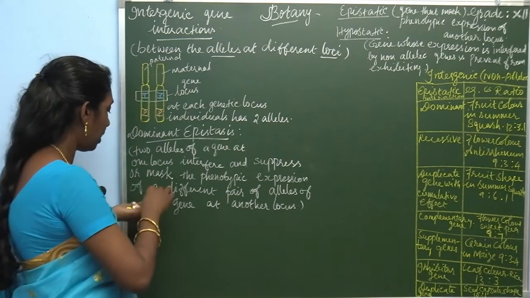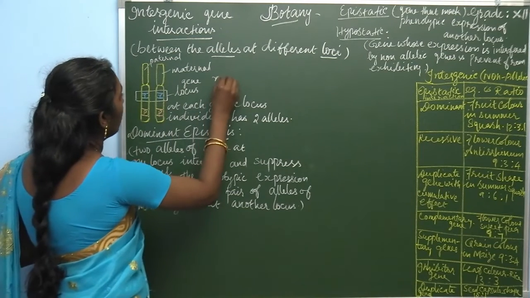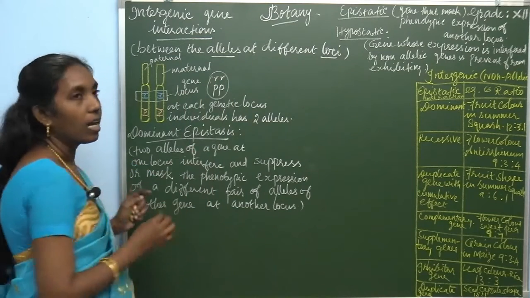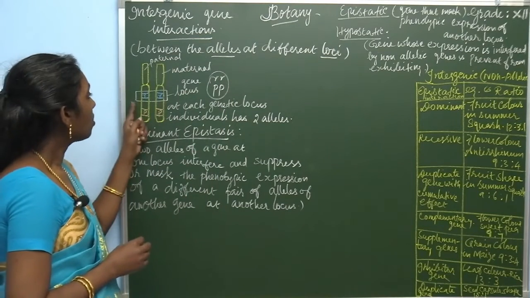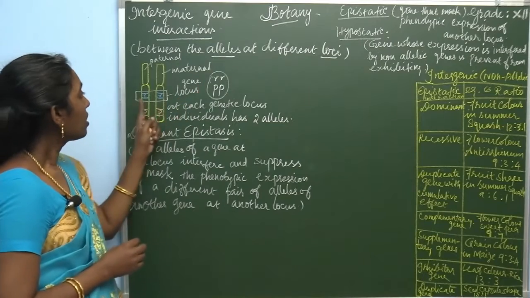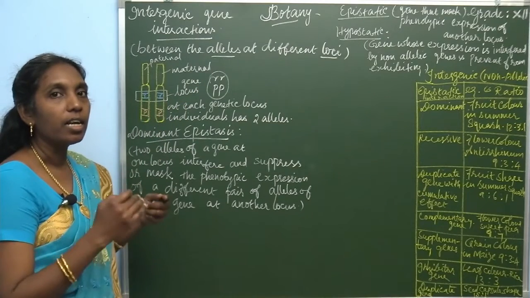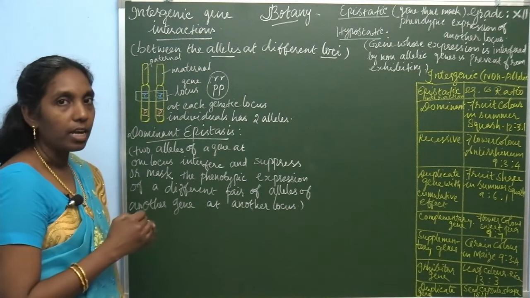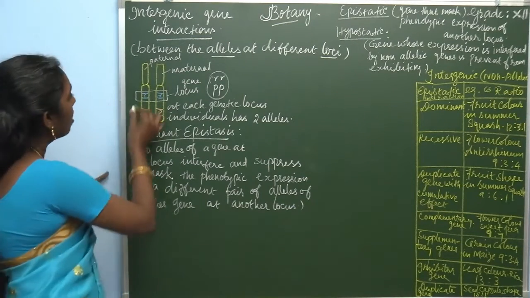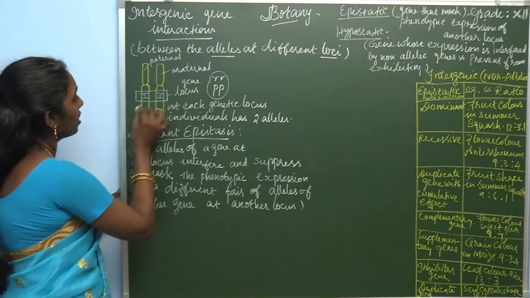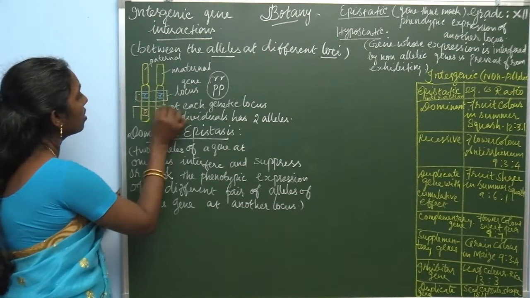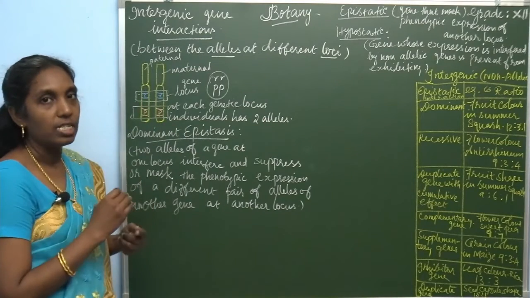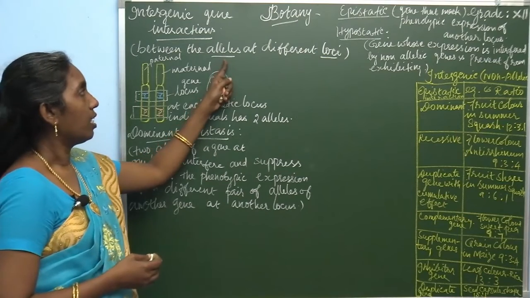For example, here small r, p, p. So these are alleles. What are alleles? The alleles are present in a pair. So these alleles are located in different locus. So this is called the locus. This is one locus, this is another locus. So a pair of genes are called alleles.